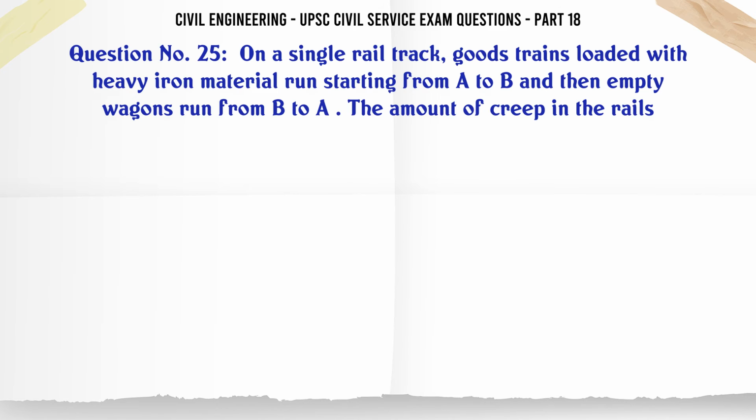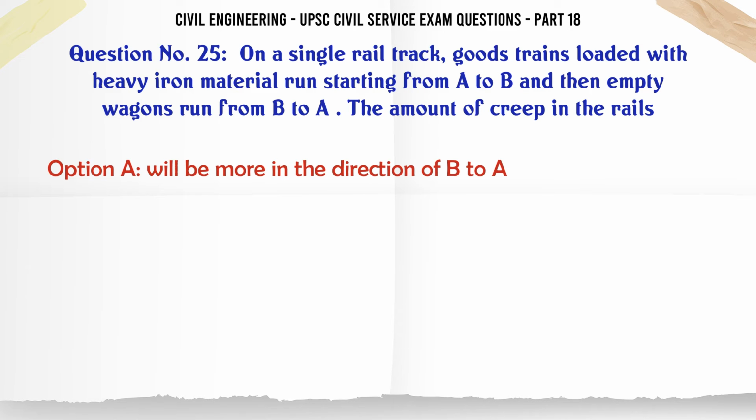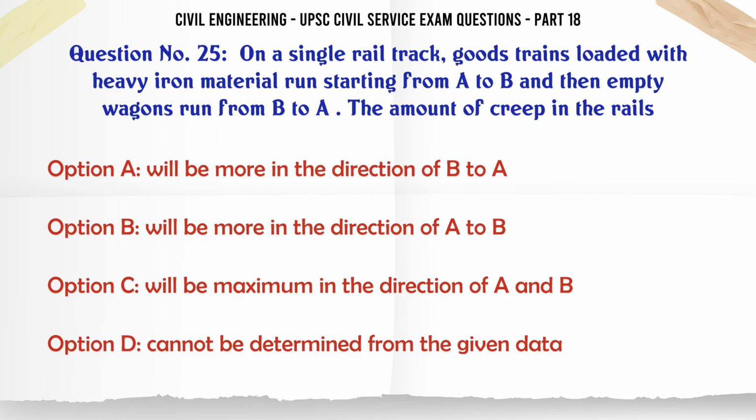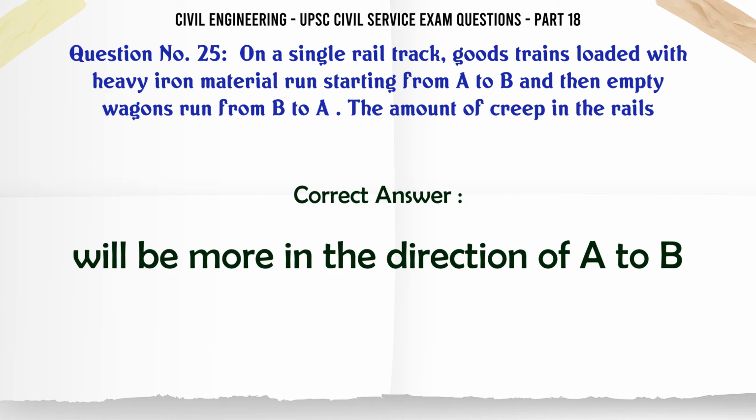On a single rail track, goods trains loaded with heavy iron material run starting from A to B, and then empty wagons run from B to A. The amount of creep in the rails A. will be more in the direction of B to A. B. will be more in the direction of A to B. C. will be maximum in the direction of A and B. D. cannot be determined from the given data. The correct answer is will be more in the direction of A to B.